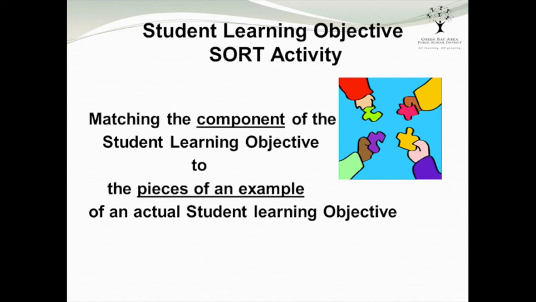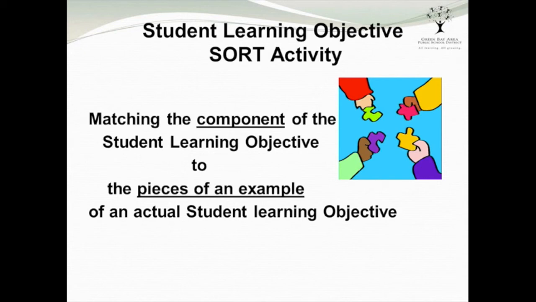Now that you have examined and reflected on all the components of a student learning objective, you will have a chance to work collaboratively to put the pieces of an actual student learning objective together. In a few minutes, you will be given an envelope. In the envelope are directions with 8 separate pieces of paper, each one representing one of the 8 components of a student learning objective.